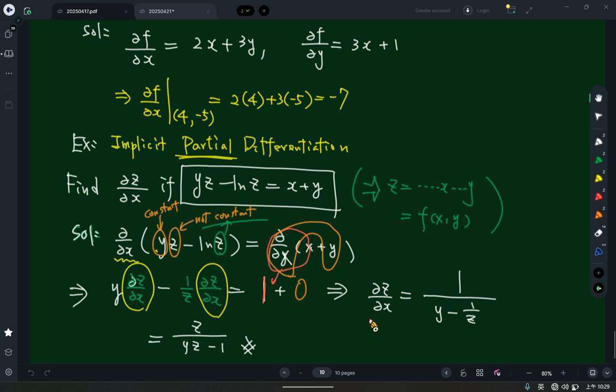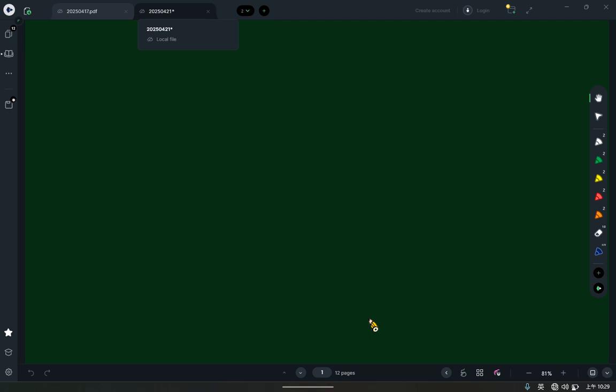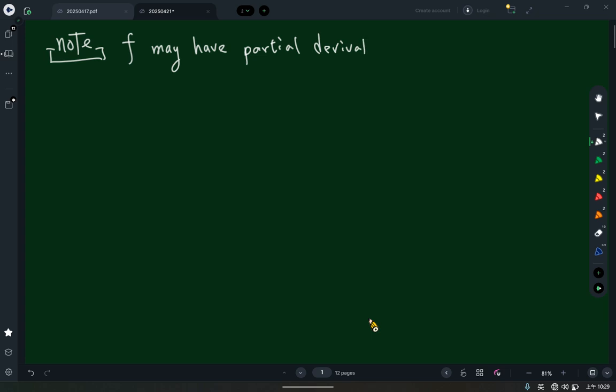So today we can just move forward, and then I will give you an example. A note: if f may have partial derivatives, but f is discontinuous.